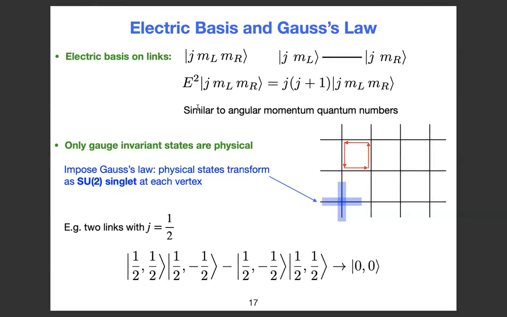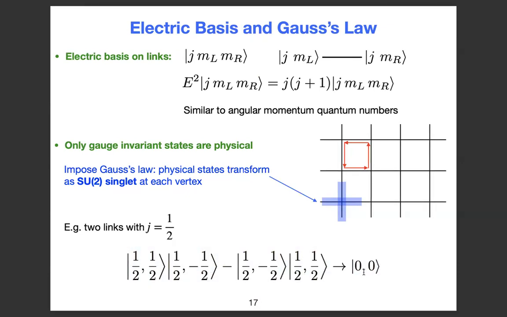And the electric energy, E squared, in this basis is diagonal, and the value is given by J times (J plus 1). This is very similar to the SU(2) algebra that we learned in quantum mechanics. And we need to impose the Gauss law at each vertex. And the Gauss law says the state at the vertex is an SU(2) singlet state. And this is a very simple example of an SU(2) singlet state.